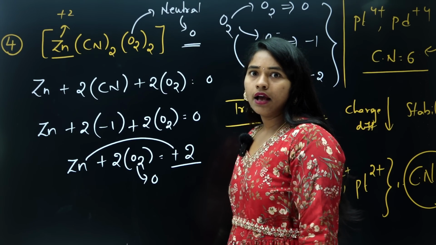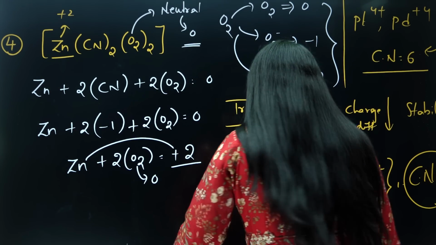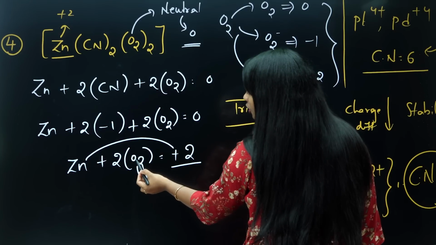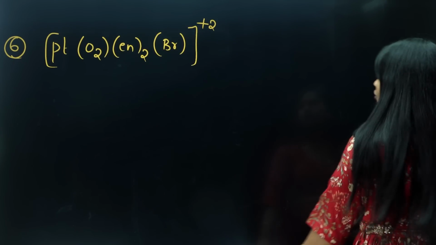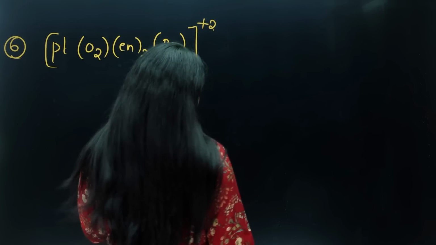Clear? Everybody got the clarity? See the next question. In this complex, in order to get +2 for the zinc, we should substitute 0. See the next question. Very, very interesting.